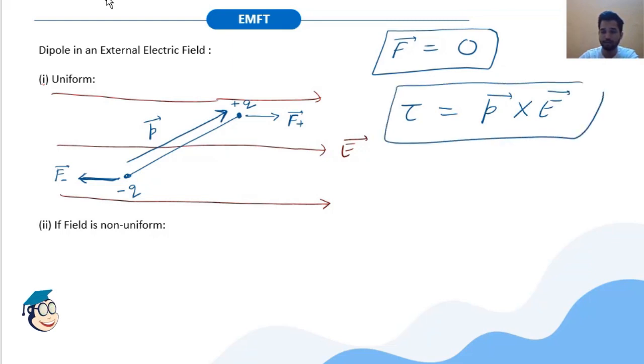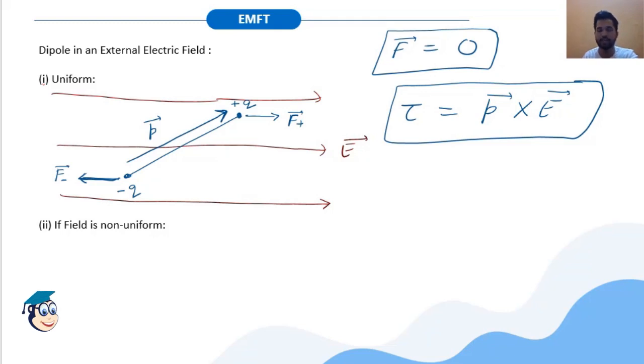If you know the dipole moment P and the electric field vector E, then you just have to take the cross product between P and E, and you will get the torque on the dipole in the presence of a uniform electric field. Okay, so now let us solve the case where the field is non-uniform.